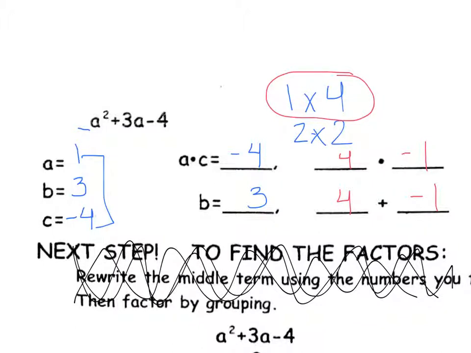Now let me just show you why that would not work if you were to flip the negatives around and make one negative, the other one negative. Negative 4 times 1 is negative 4, but negative 4 plus 1 is not 3. It's negative 3. So it doesn't work. It only works one way, and you have to find that way. In this case, it's 4 and negative 1, and that's your factors. That's it, 4 and negative 1.